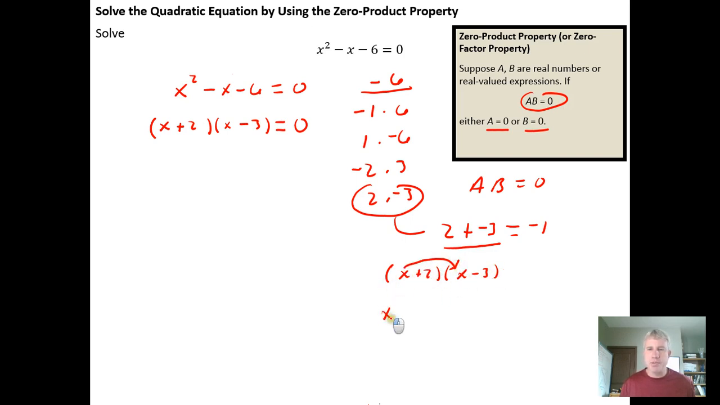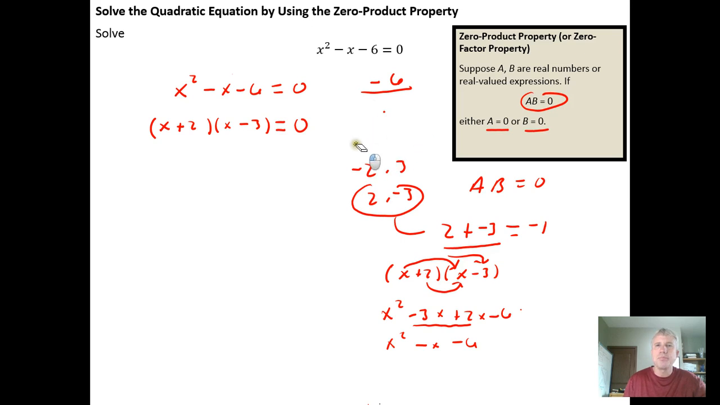X times x is x squared. X times minus 3 is minus 3x. 2 times x, and then 2 times minus 3 is minus 6. And then I get x squared, combine the like terms, minus 3x's plus 2x's is minus x. Minus a 6, and I get back my original, which means I did my factorization correctly. Usually you don't list all of the factors.